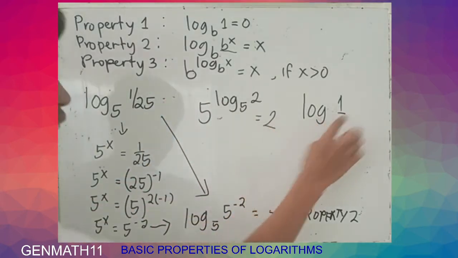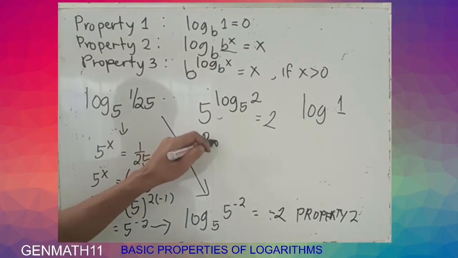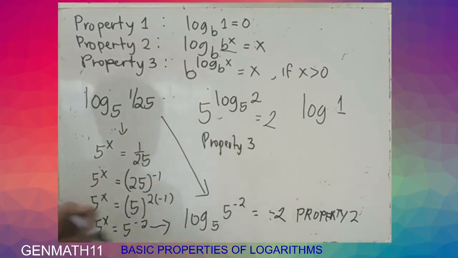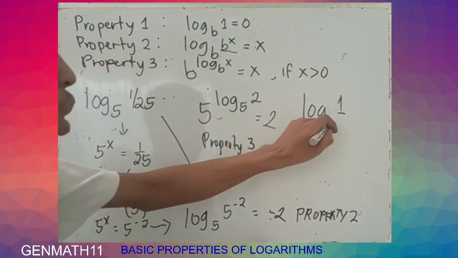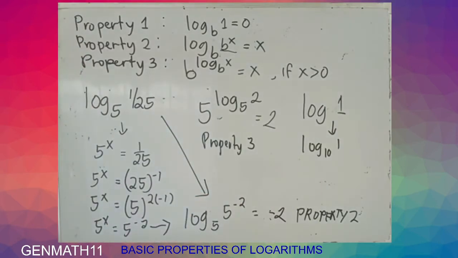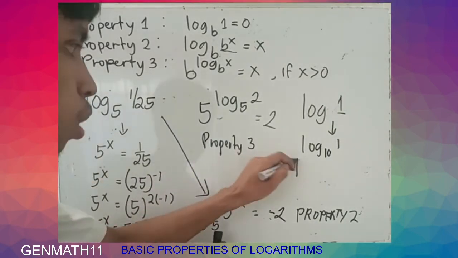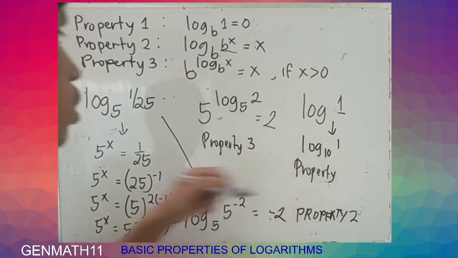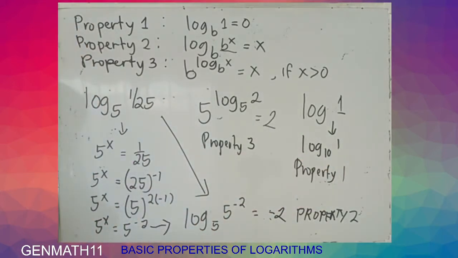Okay, next. Log 1. Ito yung property number 3. Next, log 1. Pwede natin siyang i-translate as log 1 to the base of 10. Property number 1 siya, since yung katabi ng ating base is 1. So it is equals to 0. Okay, nalaman na natin yung value ng logarithms na given natin, then in-identify din natin kung saang property siya kabilang. Okay? So, magbigay pa tayo ng another example.